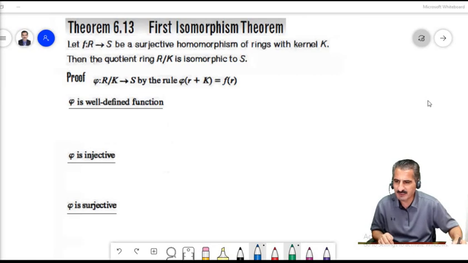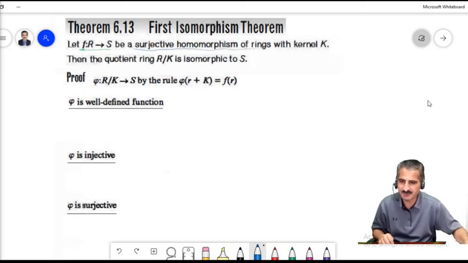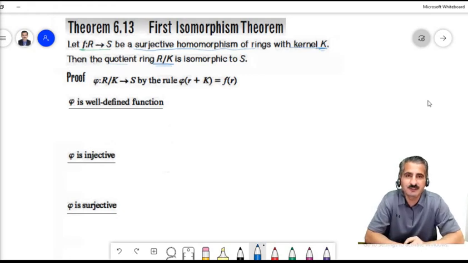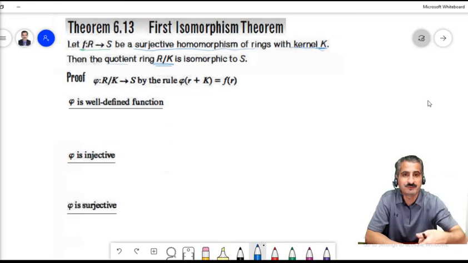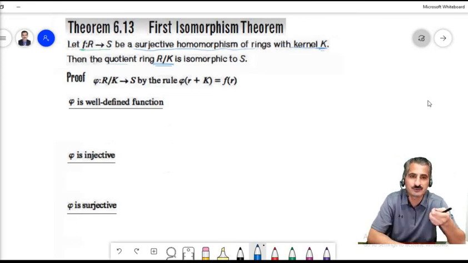Assume f from R to S is a surjective homomorphism of rings with kernel K. So K is the kernel, okay? Then the quotient ring R over K. So fine, we can define the quotient ring of R over the kernel. We could not do so unless we proved K, the kernel, is an ideal. And we have already proved that.